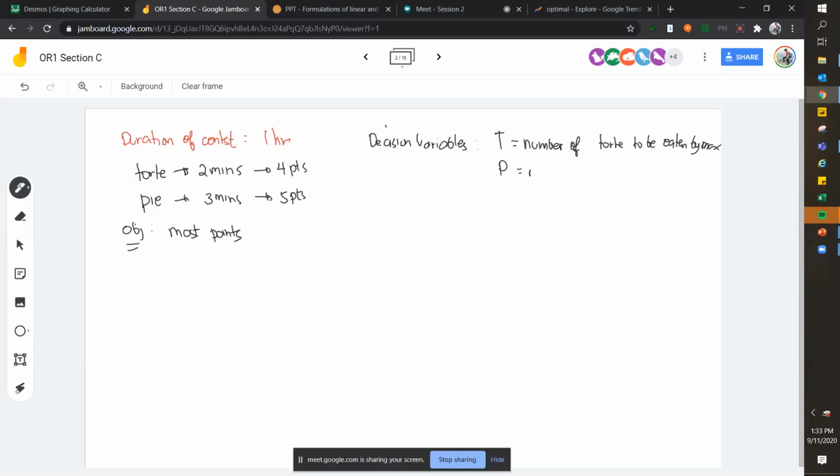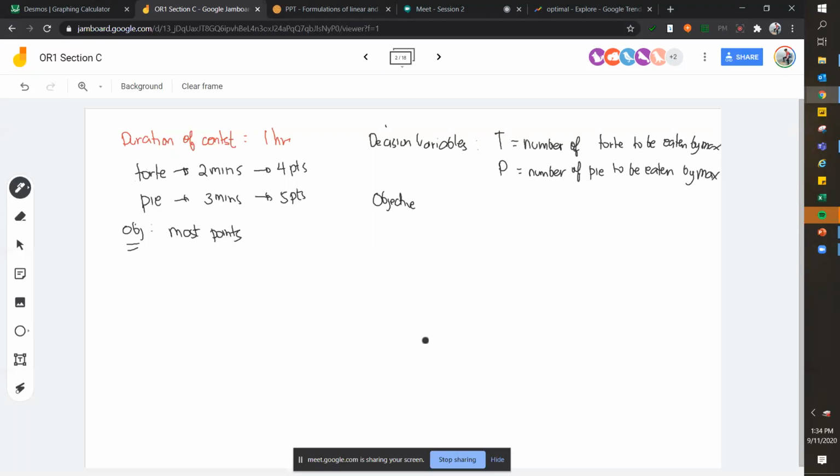Okay? Ito naman, number of pie. Nakakainin ni Max. Question? Si Max yung pangalan ng tao. So yeah, we have the decision variable na. Okay? Next. Ano yung sunod? Objective.